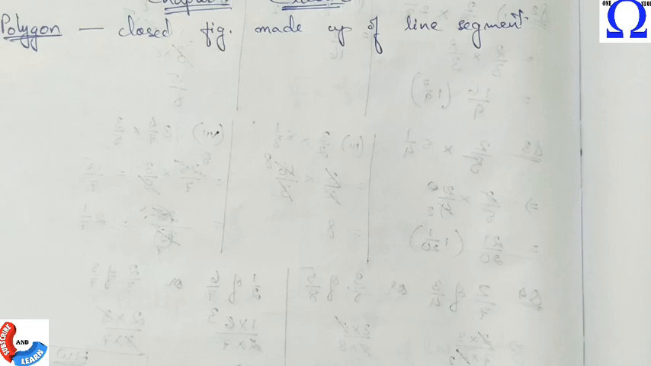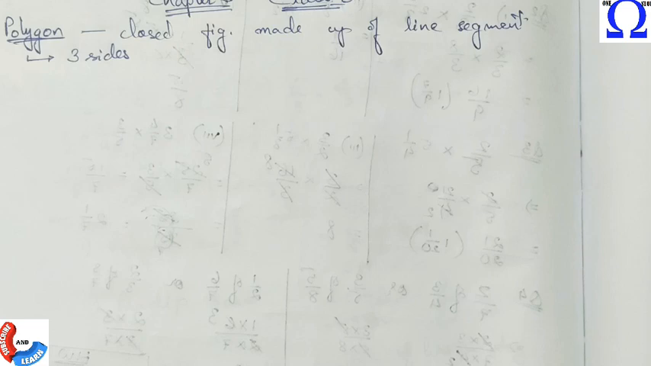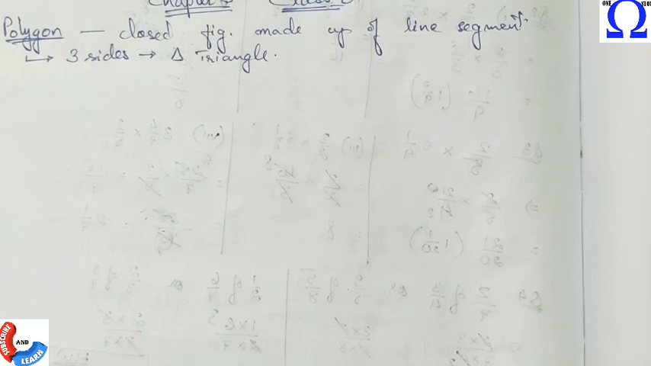First one is polygon. A polygon is a closed figure made up of line segments only. That is given in your 3.2 point. On the first page of the chapter, it is given that a closed figure made up of only line segments is called a polygon. Now, a polygon with three sides will be named a triangle.